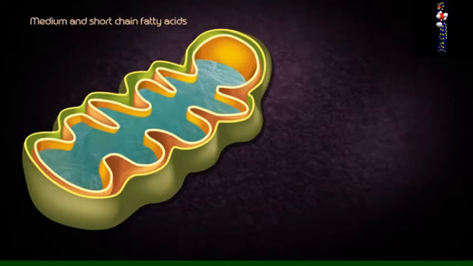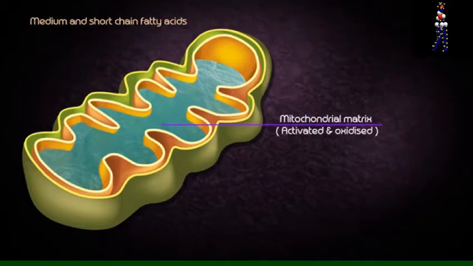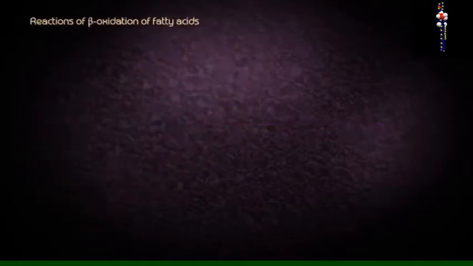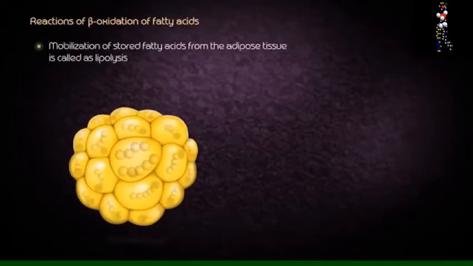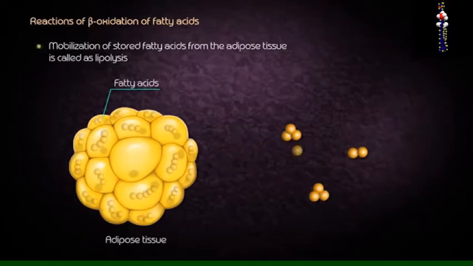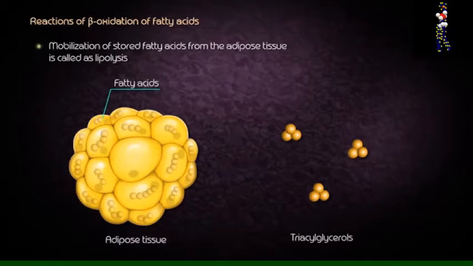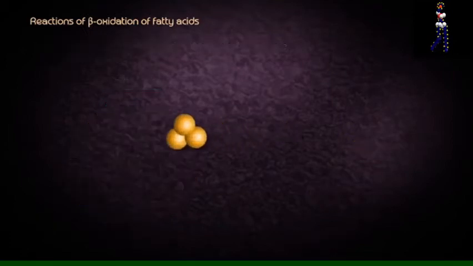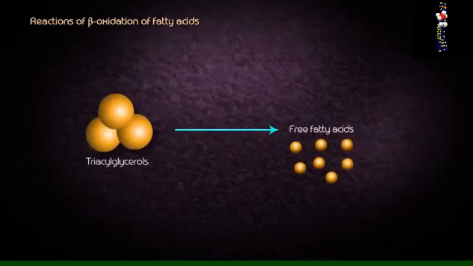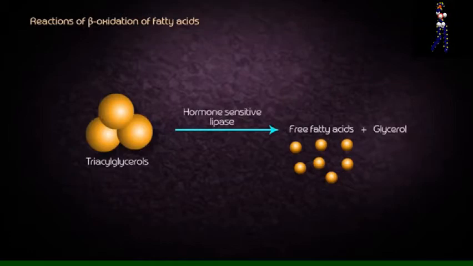While the medium and short chain fatty acids are activated and oxidized in the mitochondrial matrix. Now let's take a quick review of the reactions of beta oxidation of fatty acids. The first step is the mobilization of stored fatty acids from the adipose tissue, called lipolysis. These fatty acids are stored as triacylglycerols, and these triacylglycerols are converted into free fatty acids and glycerol, as we have seen in the previous class, with the help of the enzyme lipase.